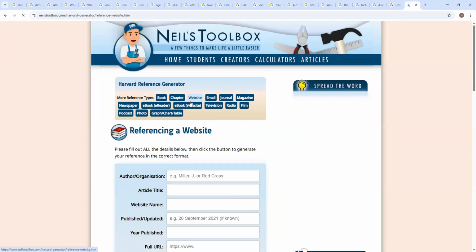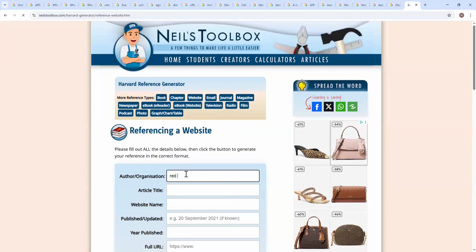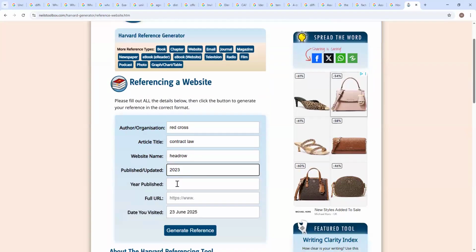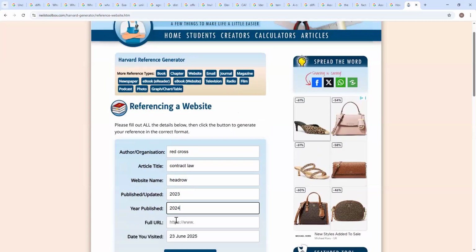Let me just show you how to do a website. So if you've got a website, your organization can be, let's just put Red Cross, okay? An example. Article can be contract law. Then the website name can be head row. Just an example. Published 2023. And then year of publication, that's updated. We could have a 2024. And then the full URL.